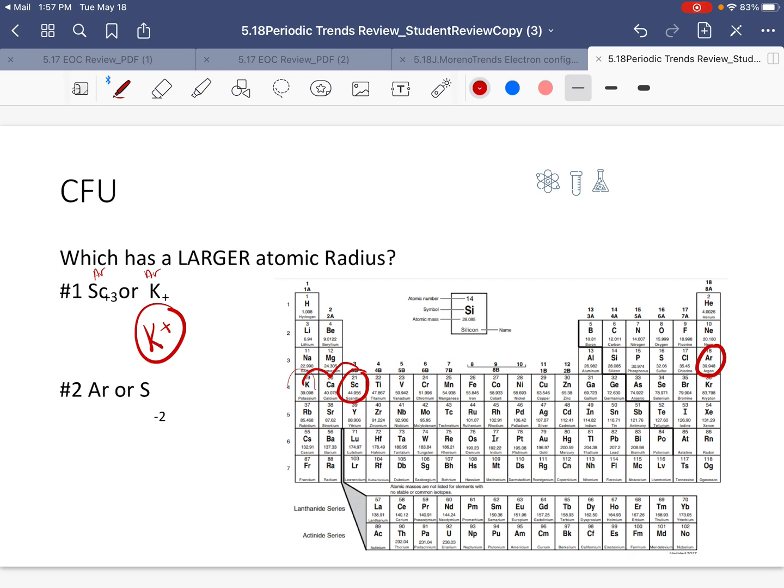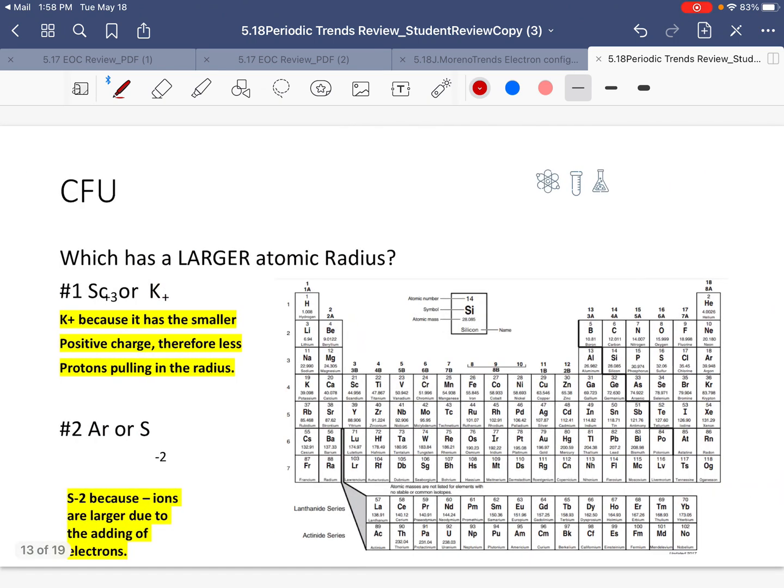On the other hand, we have argon. So argon is Ar, and then we have sulfur with a -2. So it would also be isoelectronic to argon, but you add 2, right? Because you do the exact opposite. So argon, which has 2 more, would lead to that negative charge. That negative charge means that sulfur would be bigger. So again, which has a larger atomic radius, potassium, and then you have sulfur.